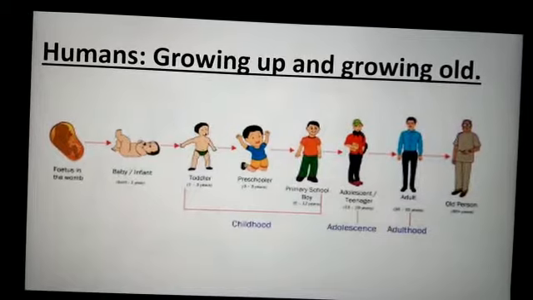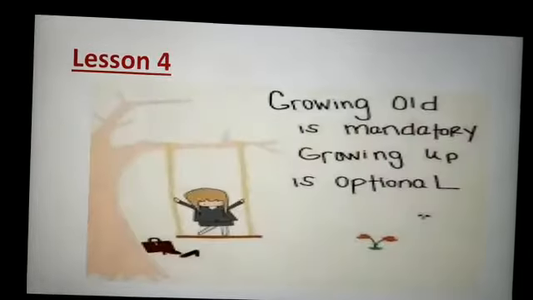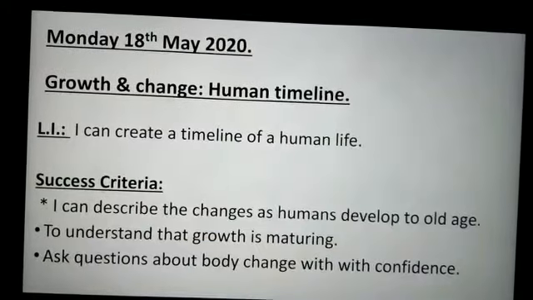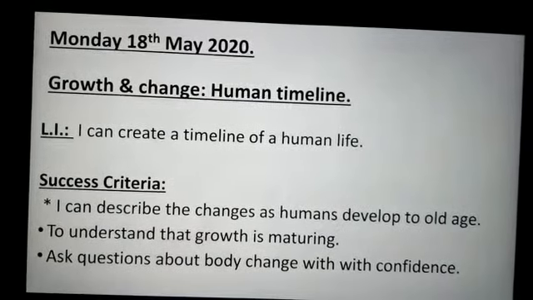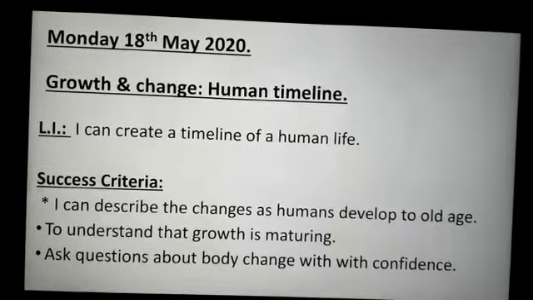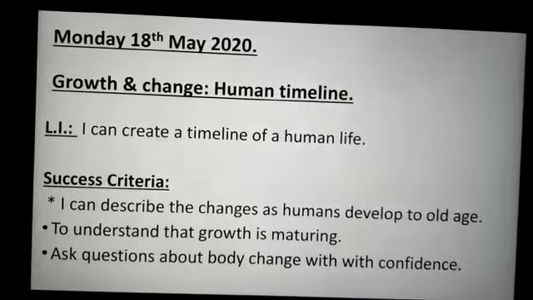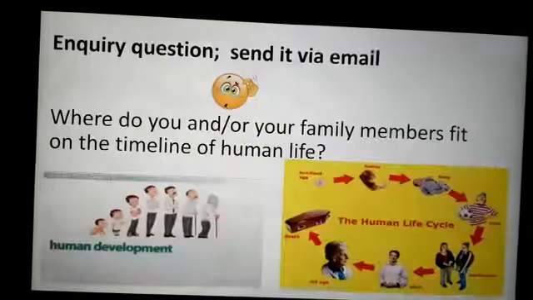It's actually our last lesson on the unit of growing up and growing old. So this is lesson 4, and this is for Monday, the 18th of May, 2020. And today we're looking at your LI, which will be: I can create a timeline of a human life.